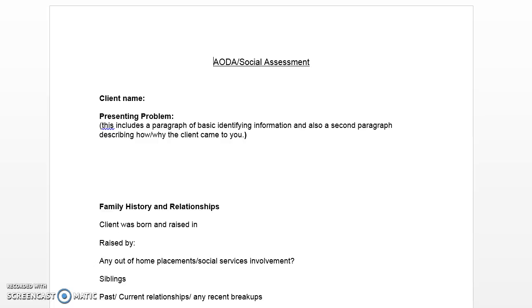So you start off with the client's name, the presenting problem. You would keep the header, presenting problem, and then you would write a paragraph. It would be, client is a 46-year-old Caucasian female, married with 3 children, or something to that effect. And then why the patient has come in to seek services. That section should be a couple of sentences.